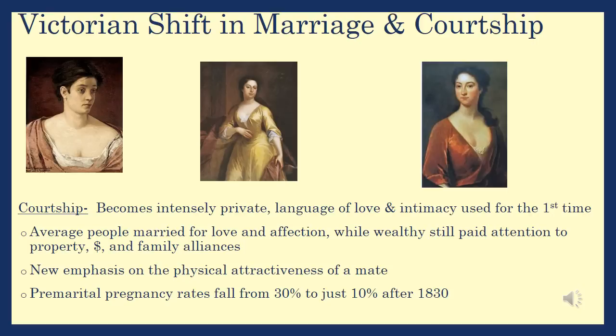And they wanted to have the palest skin possible, so pale that you could see the green or blue veins coming through a woman's skin on her breasts, and some women would actually draw those veins in if their skin wasn't pale enough. And part of the reason for this pale skin was because it showed that you were someone of the middle or upper class, that you didn't work outside. And so during this time period, we see that premarital pregnancy rates fall from 30% to just 10% after 1830. So there's really this shift in emphasis towards purity on the part of women.